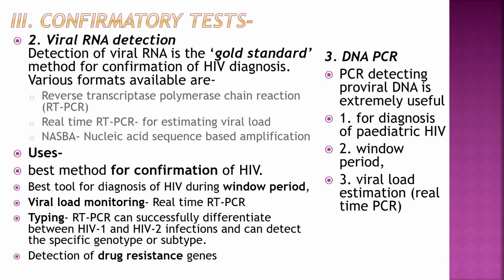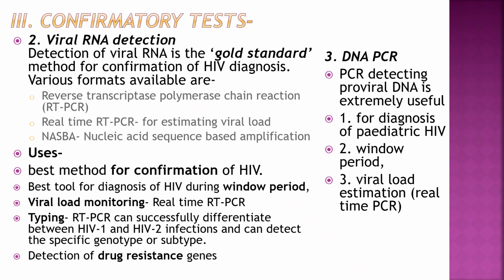Second confirmatory test is viral RNA detection. Detection of viral RNA is the gold standard method for confirmation of HIV diagnosis. Various formats are available, like reverse transcriptase polymerase chain reaction RT-PCR, real-time RT-PCR for estimating viral load, and nucleic acid sequence-based amplification. Uses: best method for confirmation of HIV, best tool for diagnosis of HIV during window period, viral load monitoring by real-time RT-PCR. Typing RT-PCR can successfully differentiate between HIV-1 and HIV-2 infection and can detect the specific genotype or subtype. Detection of drug resistance genes.